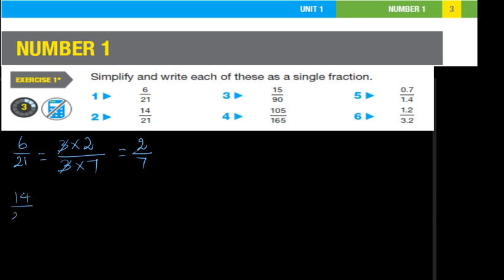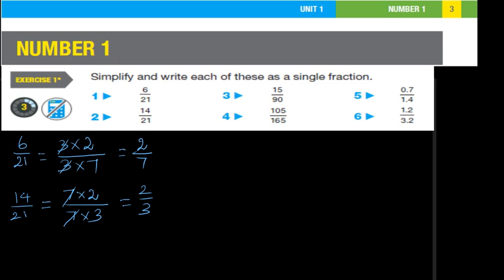14 by 21. We know that both the numbers in the numerator and denominator are in the table of 7. 14 and 21 are both in the 7th table, so we write these numbers as multiples of 7. 14 can be written as 7 into 2, and 21 can be written as 7 into 3. Now we can cancel 7 by 7, so the remaining is 2 by 3. That's why the simplest form of 14 by 21 is 2 by 3.